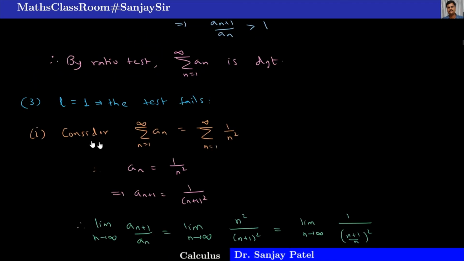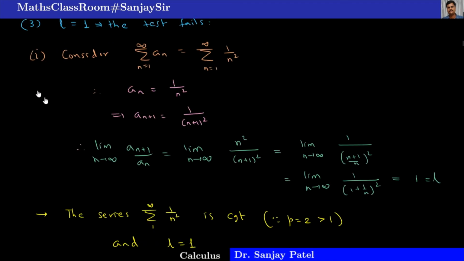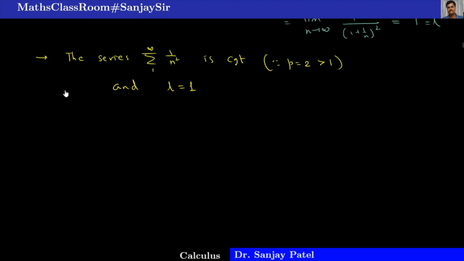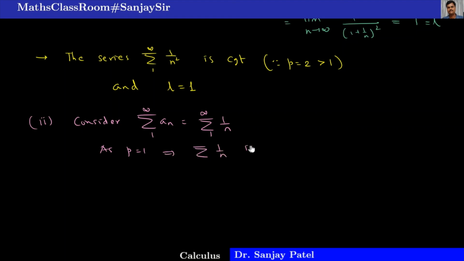Now we'll show another example in which the limit is 1 but the series is divergent. So consider the second problem. Consider the series sigma a_n equal to sigma 1 upon n, n from 1 to infinity. And as p is equal to 1, it is a p series, so p is equal to 1 here. So I can say that sigma 1 upon n is divergent. So this is my first observation.